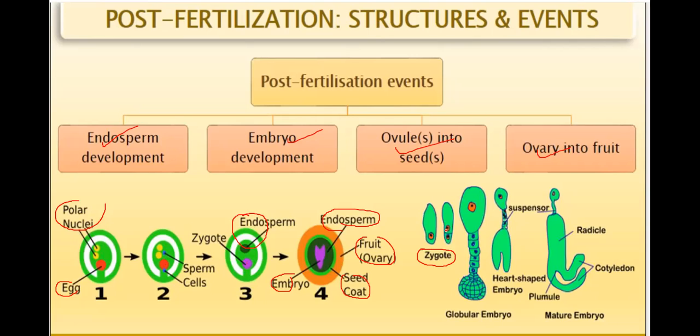Then it will divide mitotically. It will come to cell stage, and there will be multiple divisions, and one nucleus will become enlarged. Then there will be a sequence of divisions until ultimately the zygote is converted into a globular embryo, then heart shape embryo, then it will develop into a mature embryo. So these are the different stages of embryo development: zygote, then globular embryo, heart shape embryo, then mature embryo.